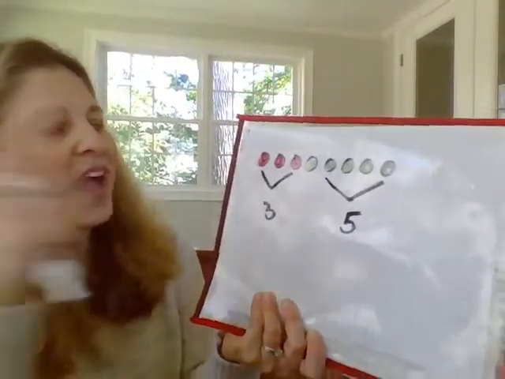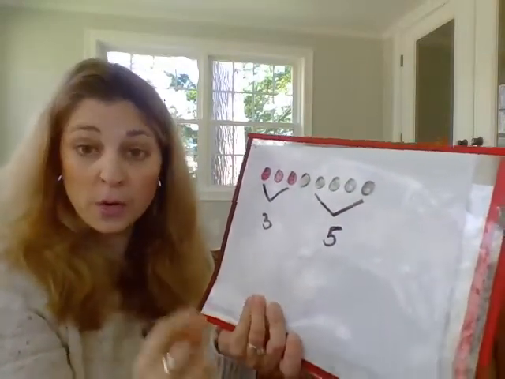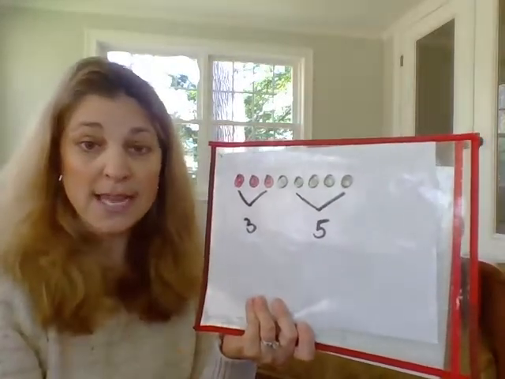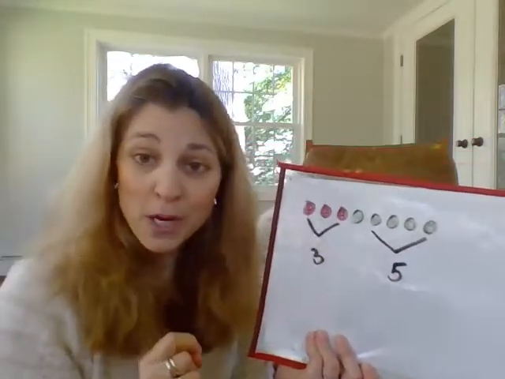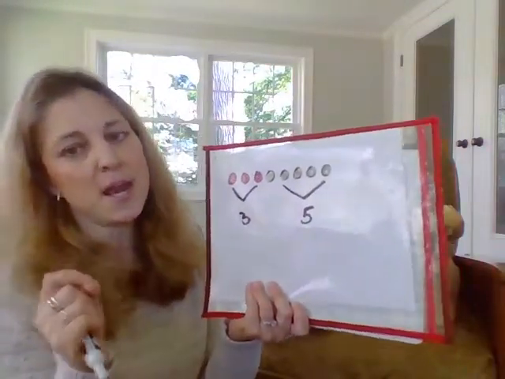So I made it that 3 of them were red and 5 of them were green. And then I labeled them. You always want to label the parts. Now my next step to show my work, what good math problem solvers do, is they put it in a number sentence and a number bond.